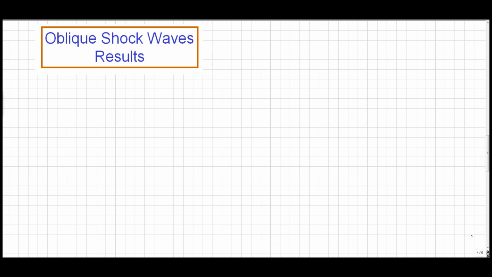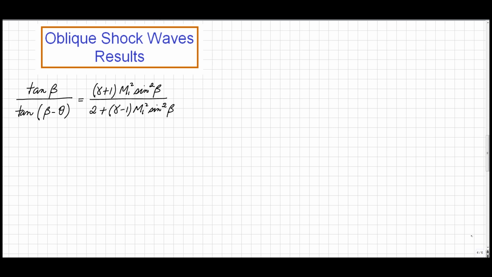This is the expression that we developed. And let's just look at that expression again. So we have theta, our flow deflection angle. We've got beta, our shock wave angle, coming in several times. And we have M1, the Mach number upstream of the shock wave, coming in. We also have our ratio of specific heats, gamma.